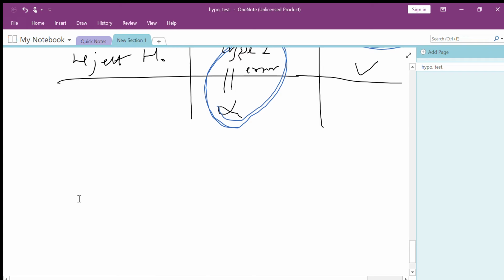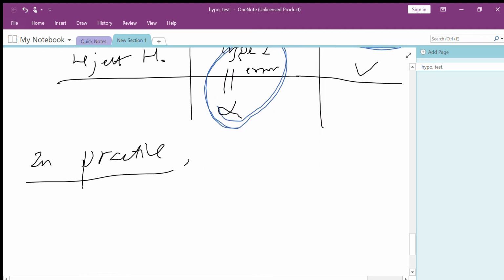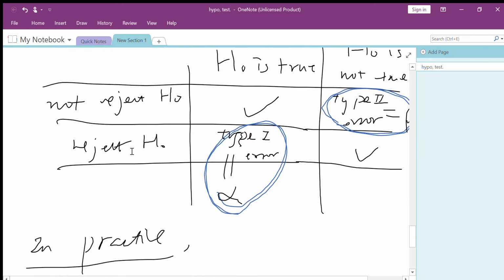So I just introduced it to you. In practice, what we do. Alpha is what? Alpha is type 1 error, reject H null when H null is true. Beta is type 2 error, not reject H null when H null is not true.